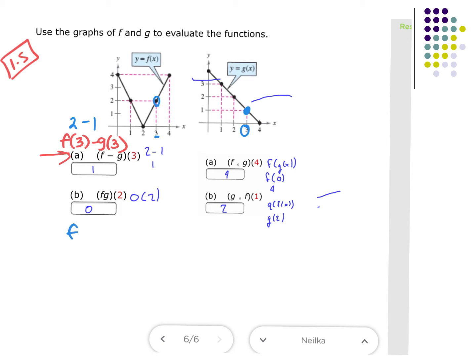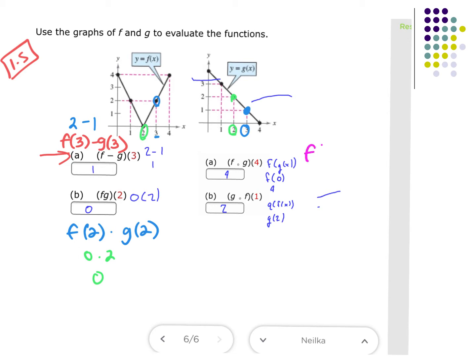Underneath that, f times g would be f of 2 times g of 2. F of 2 is actually 0, so it doesn't matter what my g of 2 is, but I'm going to go there anyways. G of 2 is 2. And 0 times 2 is 0. Go to the second A. I know there were 2 A's.